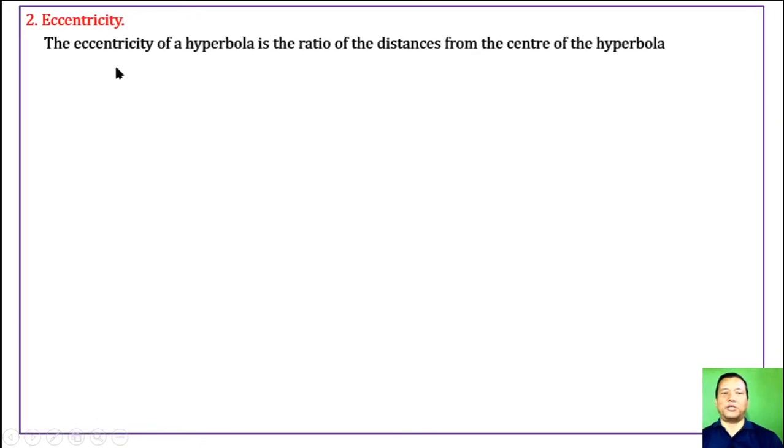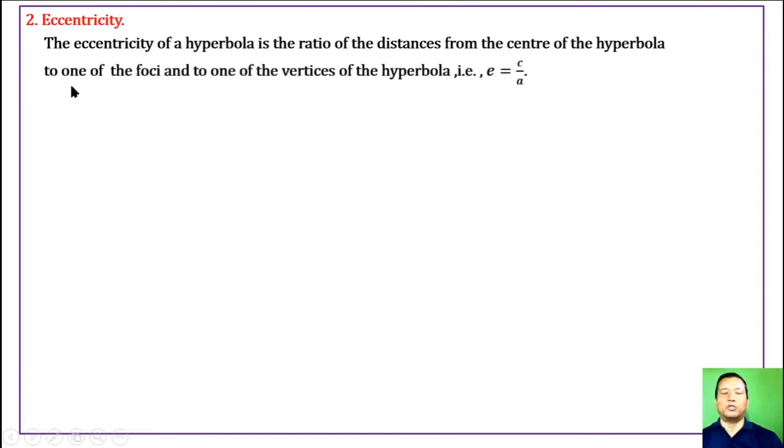Eccentricity. The eccentricity of a hyperbola is the ratio of the distances from the center of the hyperbola to one of the foci and to one of the vertices of the hyperbola. That is, eccentricity is denoted by e, which is equal to c by a. c is the distance of one of the foci from the center. a is the distance of one of the vertices from the center.